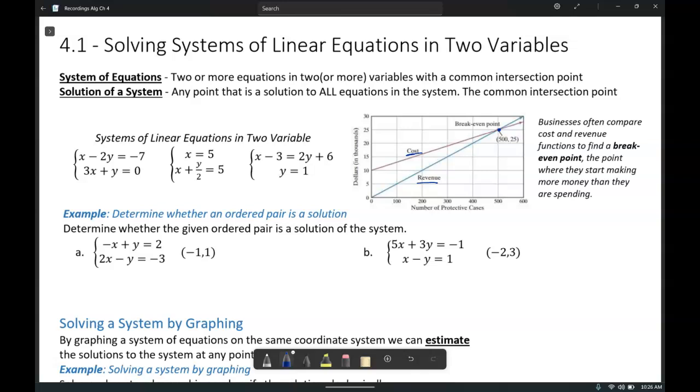And that's called a break-even point. And that tells us the turning point of where we end up having profit. And profit is the difference between the cost and the revenue after that point.